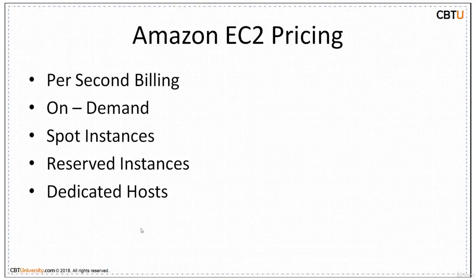There are many ways to pay for Amazon EC2 instances: per second billing, on demand, spot instances, reserved instances, and dedicated hosts. With per second billing, you pay for only what you use. On demand instances let you pay for the compute capacity by the hour with no long term commitments. Amazon EC2 spot instances allow you to request spare Amazon EC2 computing capacity for up to 90% off the on demand pricing. Reserved instances provide a significant discount, that is up to 75% compared to on-demand instance pricing.